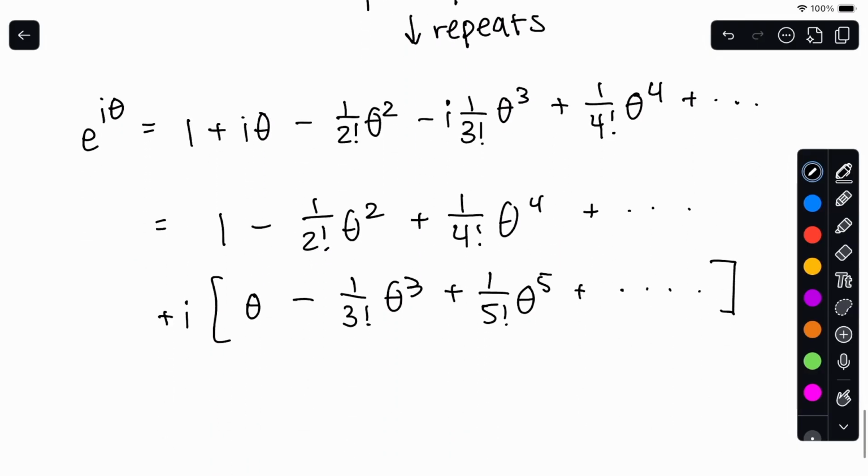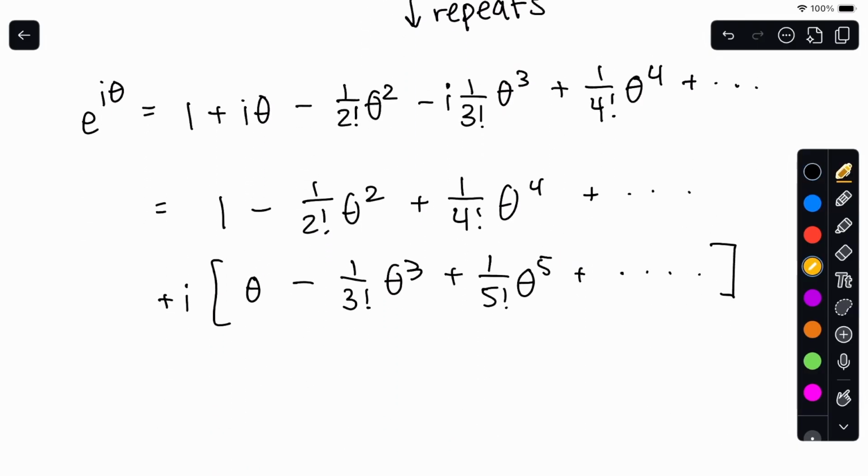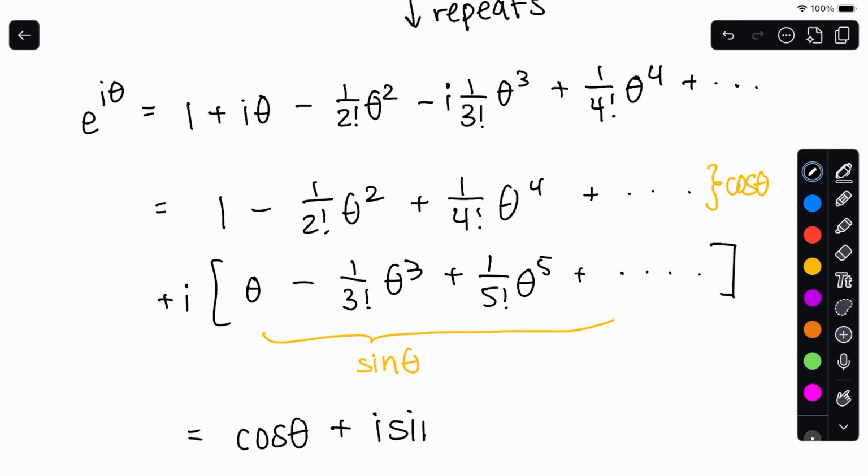And it actually turns out that this is the Taylor expansion for cosine theta, and this is a Taylor expansion for sine theta. So this is just another way to see how e to the I theta is equal to cosine theta plus I sine theta.